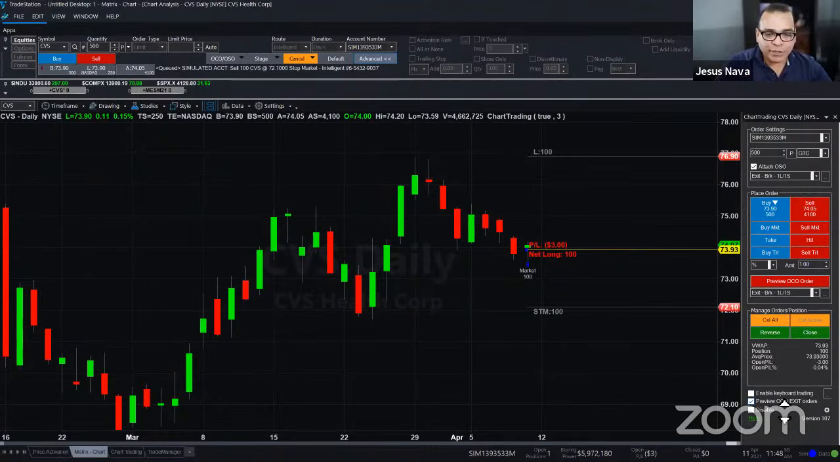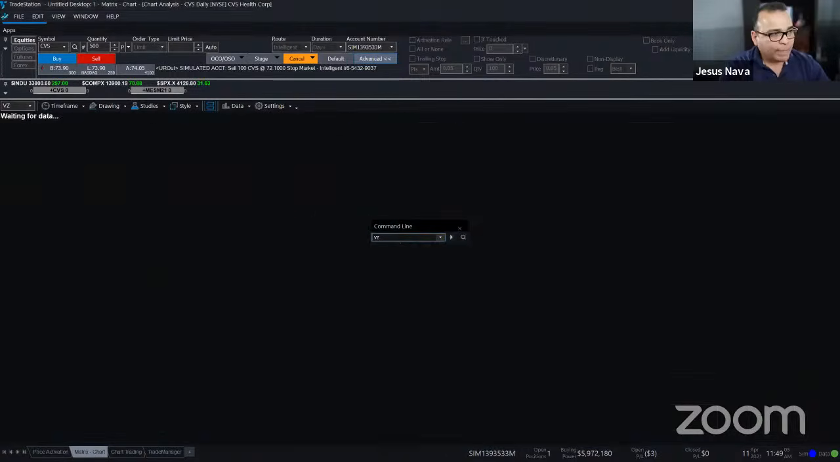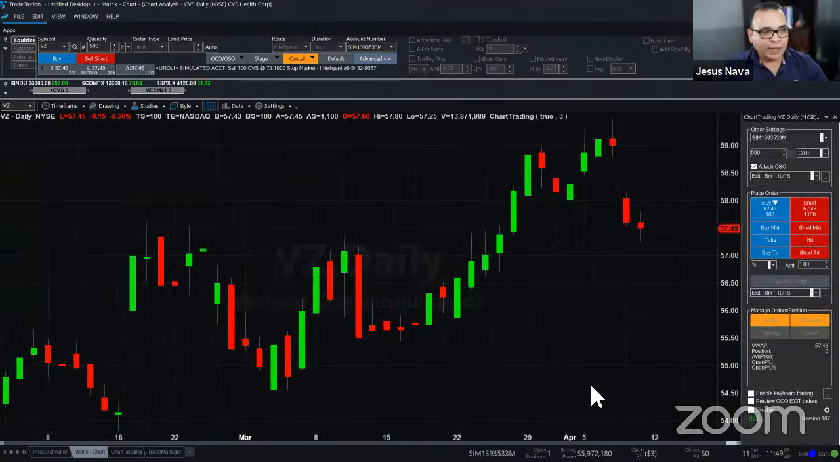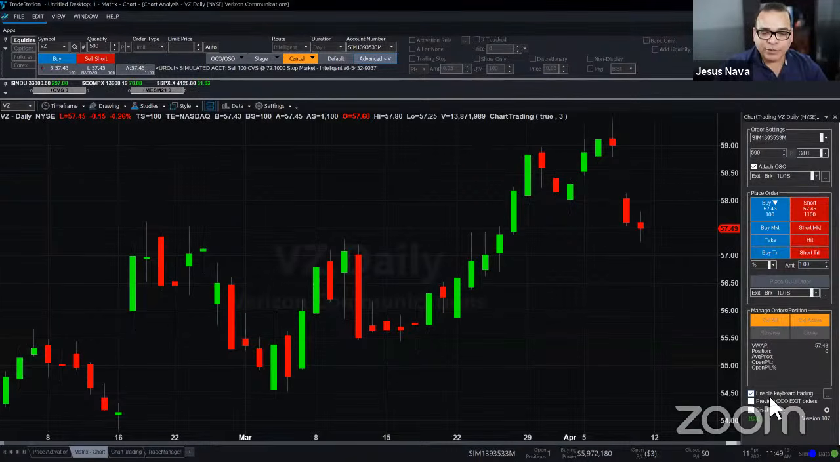There's another checkbox here. Let me go ahead and cancel all these orders and switch to a different symbol. I'm going to go here to Verizon. Verizon, the symbol is VZ. There's a checkbox here that says enable keyboard trading.